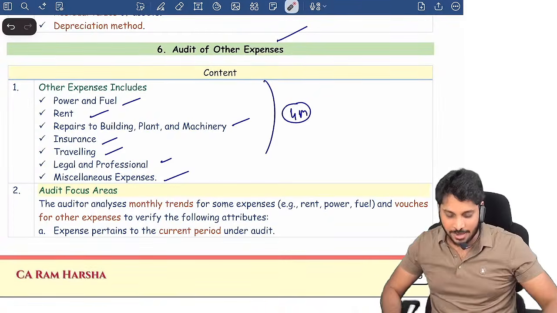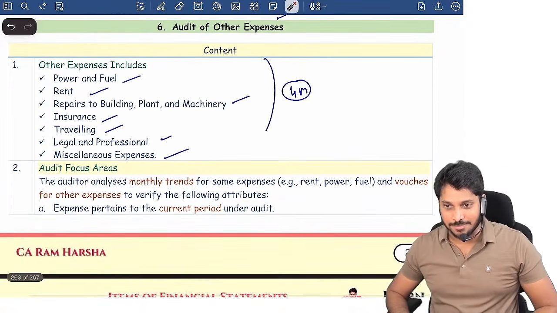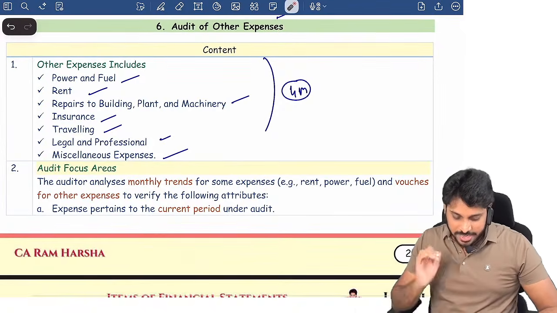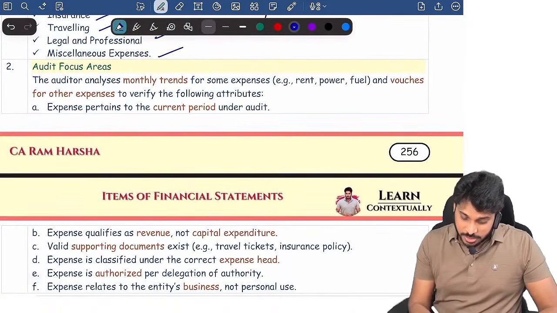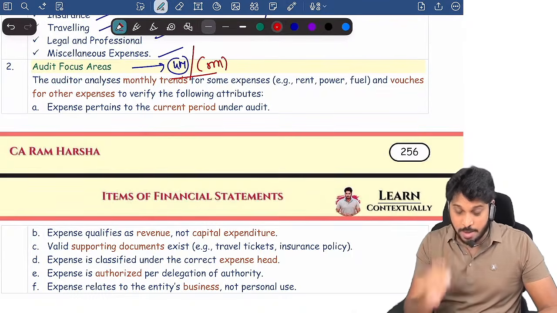That's it. Okay, fine. Anyhow, motivation next. First, the content is most important. Now look at audit of other expenses. What we need to check, what other expenses include, we saw. What the auditor has to focus on. This itself can be given as a 4 marks question, guys. Many times it is a 4 or 5 marks question.